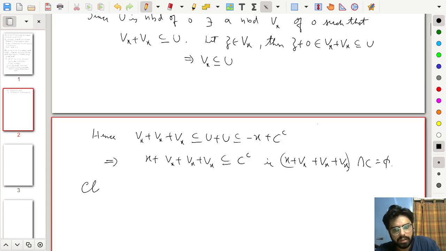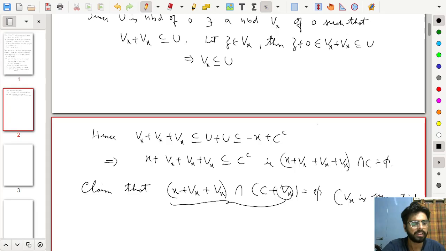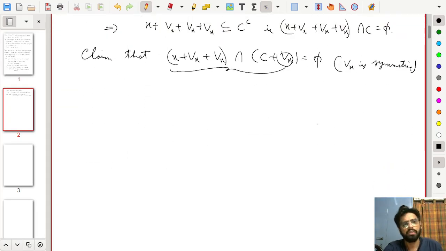Now I claim that x plus V sub x plus V sub x intersected with C plus V sub x is also empty. To prove this claim we will use the fact that V sub x is symmetric. So let us see how we use this fact.